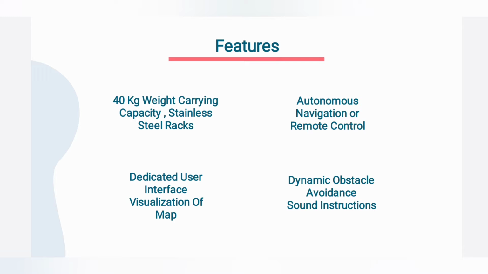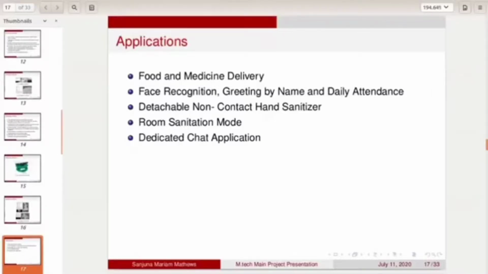The robot is basically a differentially driven mobile robot which has both autonomous navigation and joystick control functionality. The robot has a weight carrying capacity of 40 kg, has dynamic obstacle avoidance capability, and also provides sound instructions to patients. These are the 5 applications suggested for the prototype.